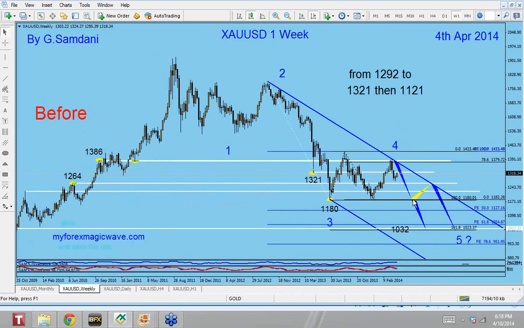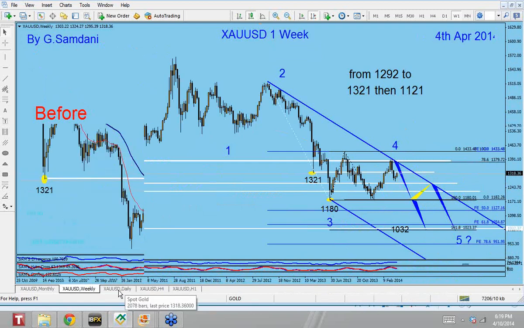If it comes down here and then it is 1180, breaks down 1032 area, 1.161. This is how the technicals are, right? So it may not be, but this is what the technicals are. So we're going to follow that for the time being.